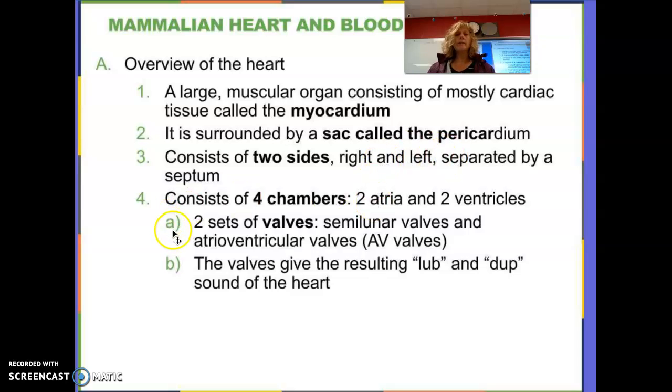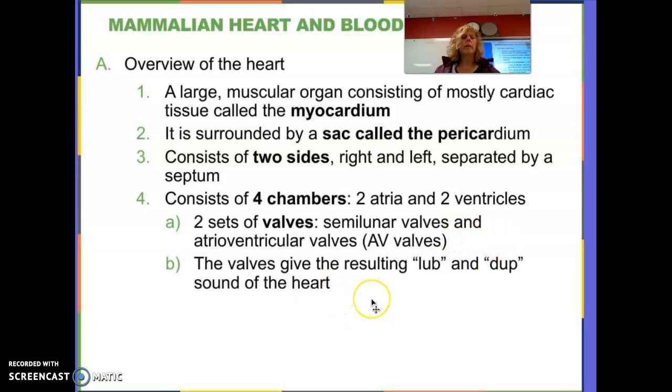It has 2 sides, which we break into 2 main sections, atria and ventricles. So 4 chambers. You have a right atria and a right ventricle, and then a left atria and ventricle as well. Atria and ventricles are separated by valves. We call these semilunar valves and atrioventricular valves.